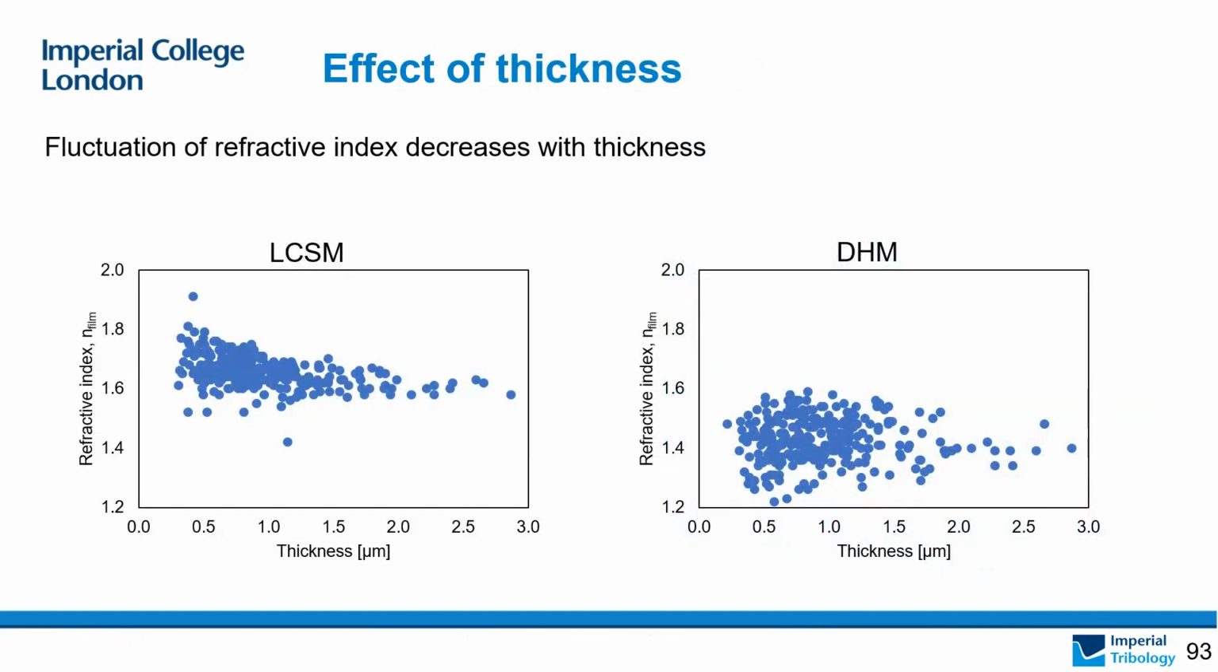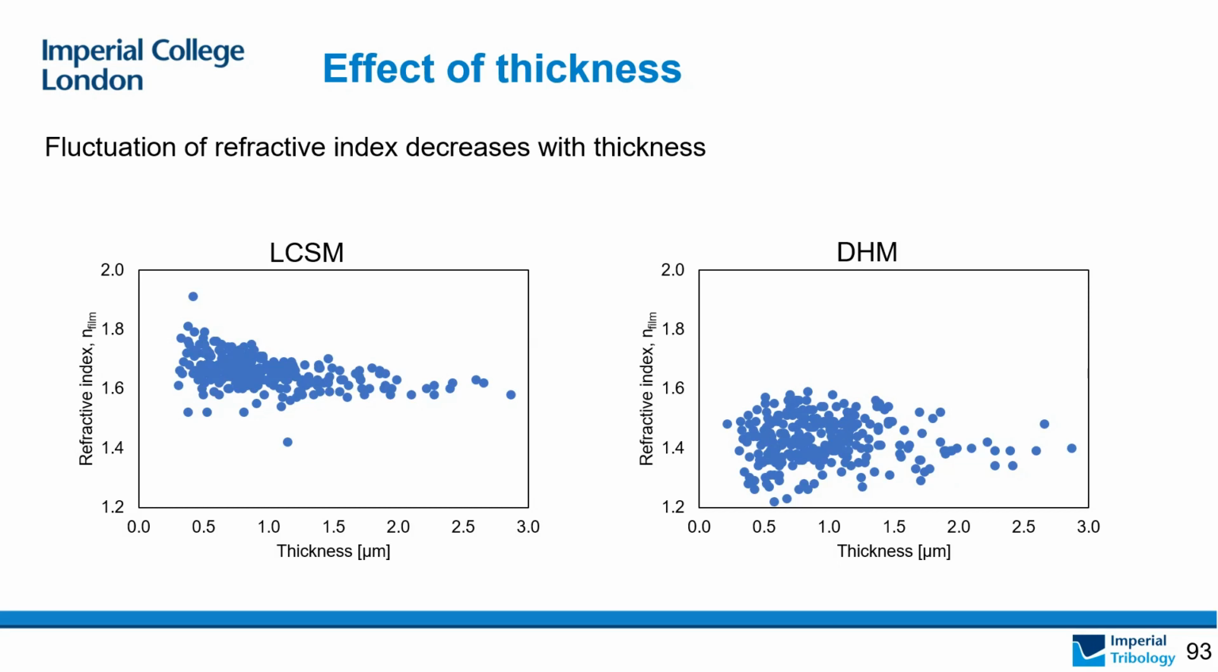The last effect we'll study is film thickness. These two graphs are showing refractive index against film thickness for confocal and DHM respectively. And as we can see, fluctuation of refractive index decreases as thickness increases. Well, what does this mean?